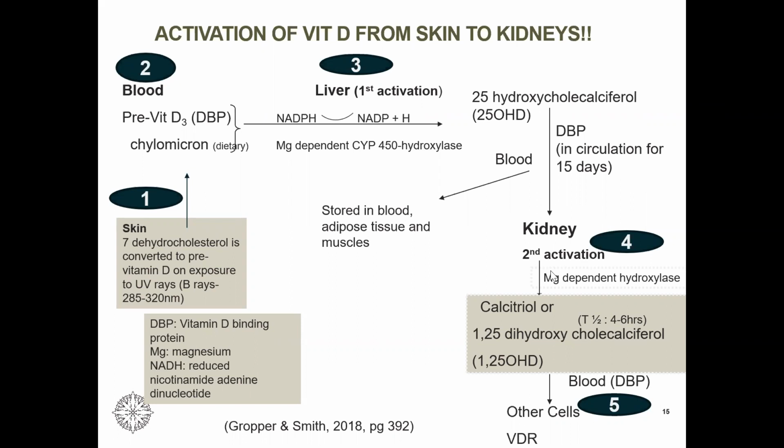And look, where is that happening? In the kidneys. So we are again using the same enzyme. It is a different form. You don't have to remember the numbers because cytochrome P450, actually we have got about 50 or 60 of them. So just remember magnesium dependent hydroxylase. Okay? And that is where we convert it into 1,25 dihydroxycholecalciferol. It is also called calcitriol. And its half-life is 4 to 6 hours.